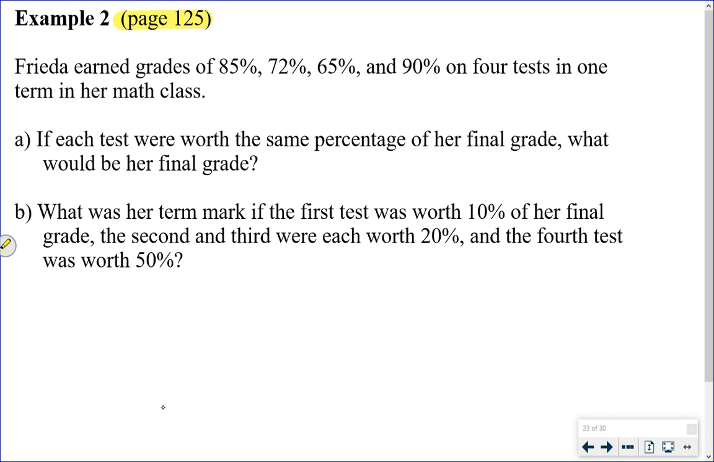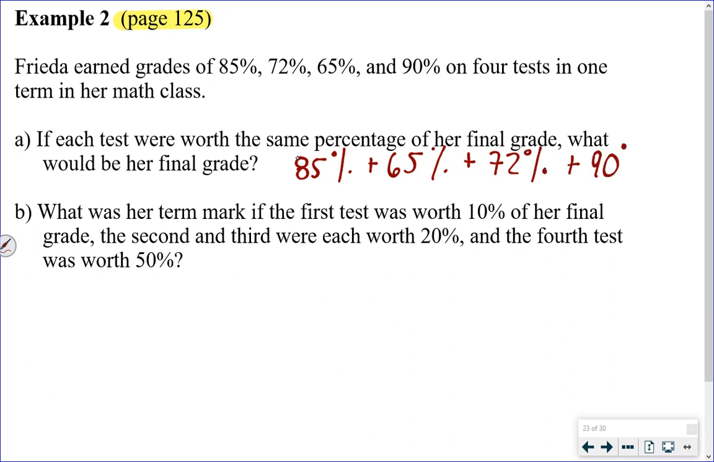I hope you see that what A is asking you for is the mean, the average. Not trimmed, not weighted, just the regular run-of-the-mill average. So how would we do that? Well, we would take 85% plus 65% plus, I missed one, 72% plus 90%.